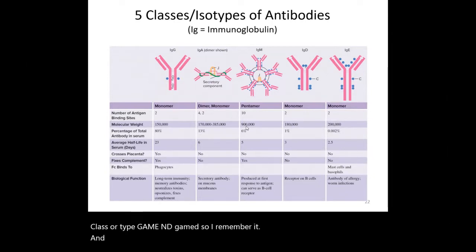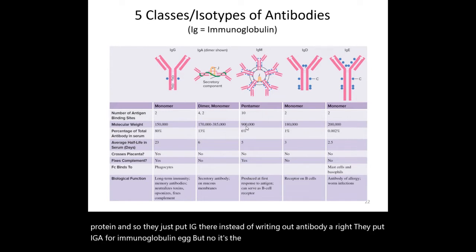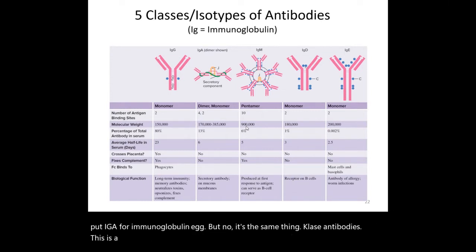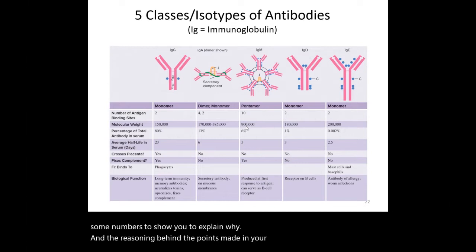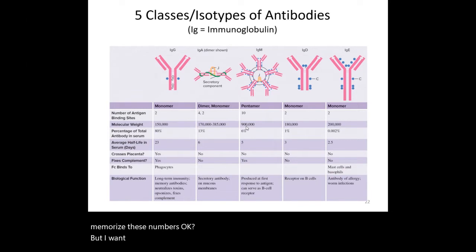And so they're called IgG, right? Because an antibody is a type of immunoglobulin protein. And so they just put Ig there instead of writing out antibody A. They put IgA for immunoglobulin A, but it's the same thing, class A antibodies. So this is a different chart than what's in your PowerPoint because I just want to have some numbers to show you to explain the reasoning behind the points made in your PowerPoint. Now, of course, do not memorize these numbers, okay? But I want you to think about why these numbers are important.